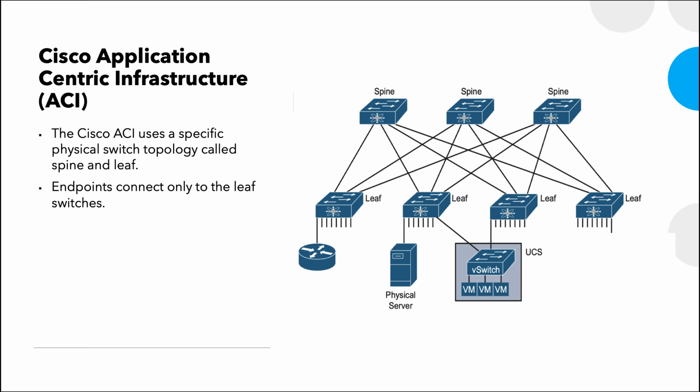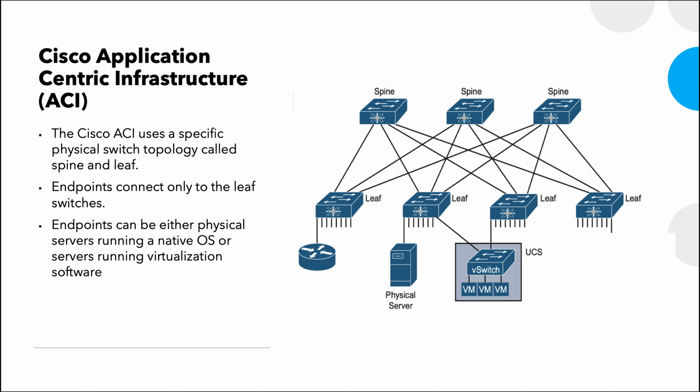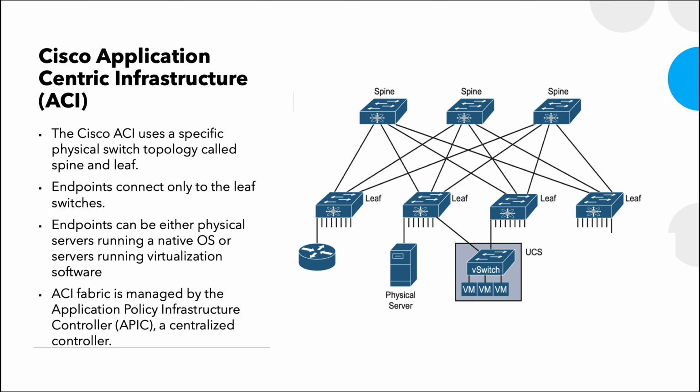You can also connect a single hardware endpoint like Cisco UCS. Depending on the design requirement, this UCS might be connected to at least two leaf switches, both for redundancy. This ACI fabric is managed by the Application Policy Infrastructure Controller or APIC, which is a centralized controller. If you see on the right side, we have a controller called APIC.